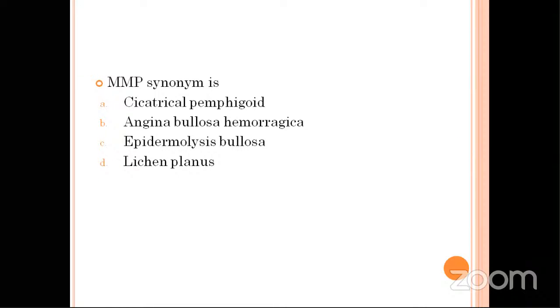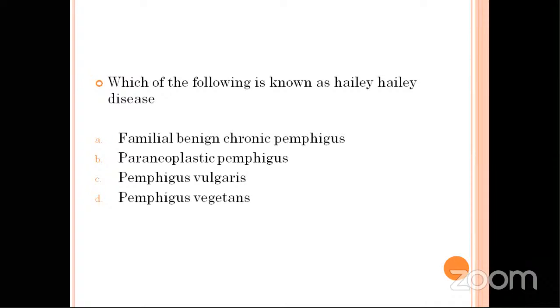Mucous membrane pemphigoid synonym is cicatricial pemphigoid. Which of the following is known as Hailey-Hailey disease? Hailey-Hailey disease is a form of pemphigus which is very familial in one particular group, and hence it is called familial benign chronic pemphigus. Paraneoplastic pemphigus is pemphigus seen along with certain neoplasms like thymoma, lymphoma, etc.